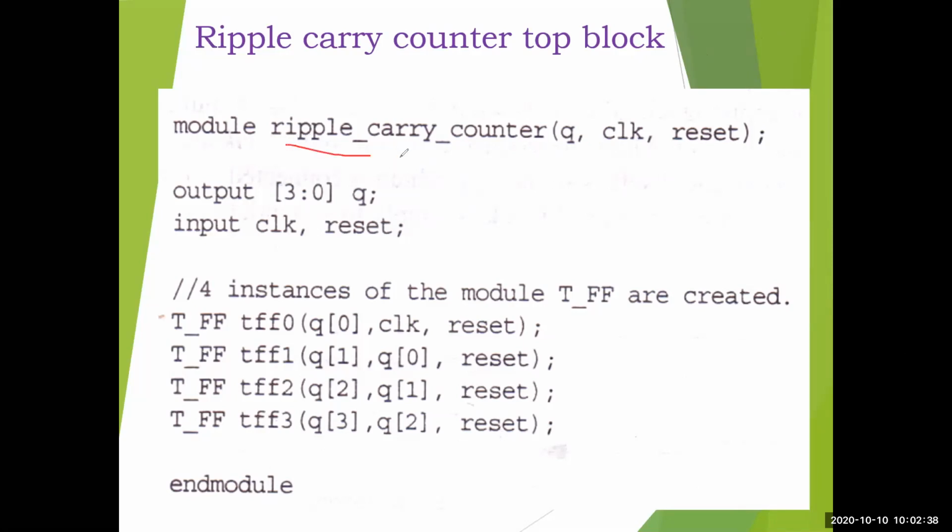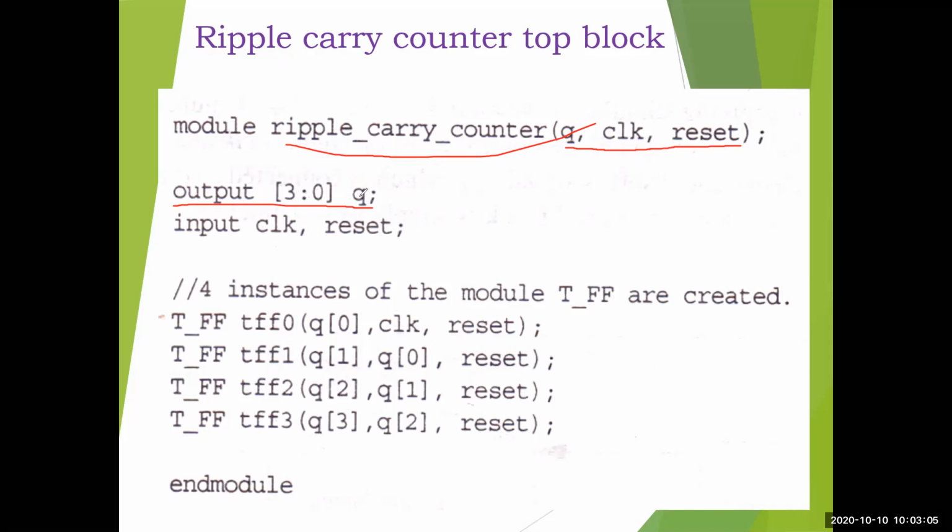This is the module name, and then the argument list. What are the inputs and outputs? We write them all inside brackets separated by commas: Q, clock, and reset. They can be written in any order; inputs and outputs should all be there. Then we have to define the inputs and outputs. The output Q has 4 bits, so we'll use a vector form here. We'll learn it in data types, so don't bother about it here.